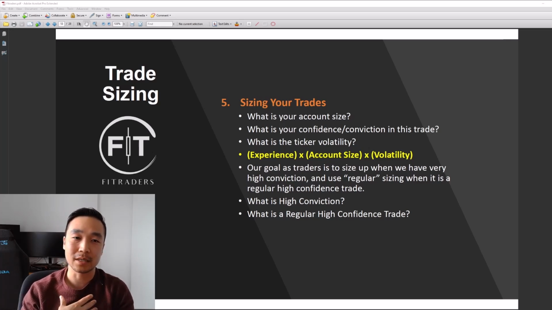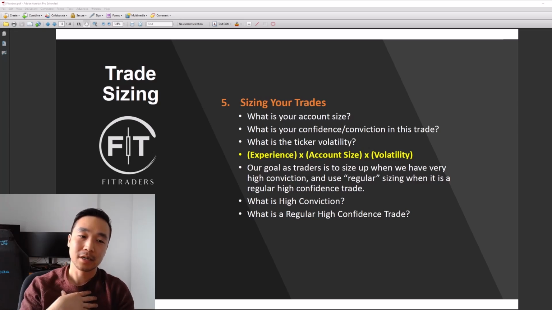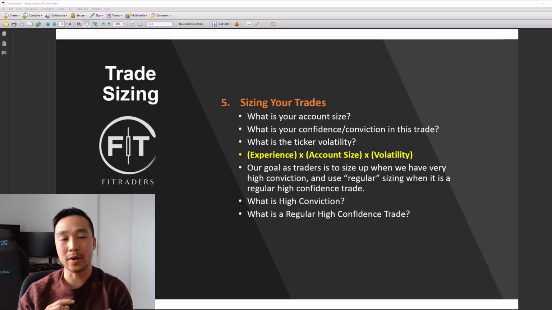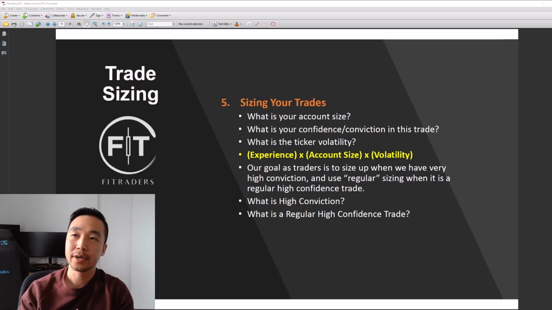For me, I size my trades based off my conditions. My conditions being the size of my account, the experience I have, and recognizing the different setups that are happening. All those factors are going to determine how I size, because that's going to determine how much risk I'm putting up. But what is risk? That depends on a few things, so let's dive into it right now.